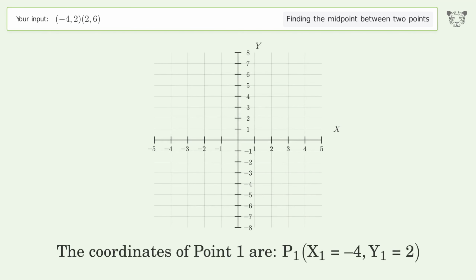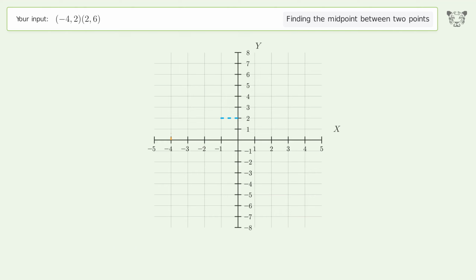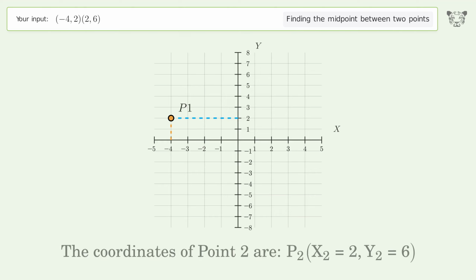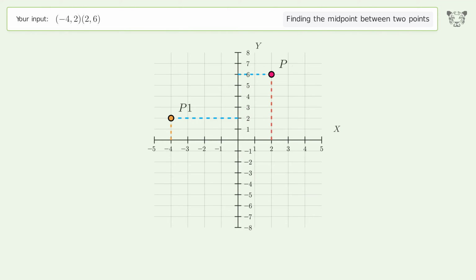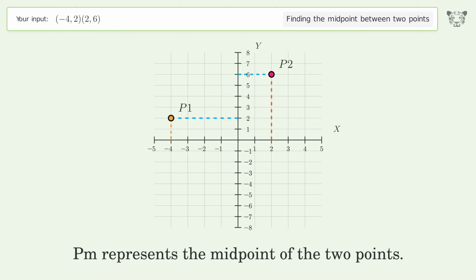The coordinates of point 1 are x1 equals -4, y1 equals 2. The coordinates of point 2 are x2 equals 2, y2 equals 6. PM represents the midpoint of the 2 points.